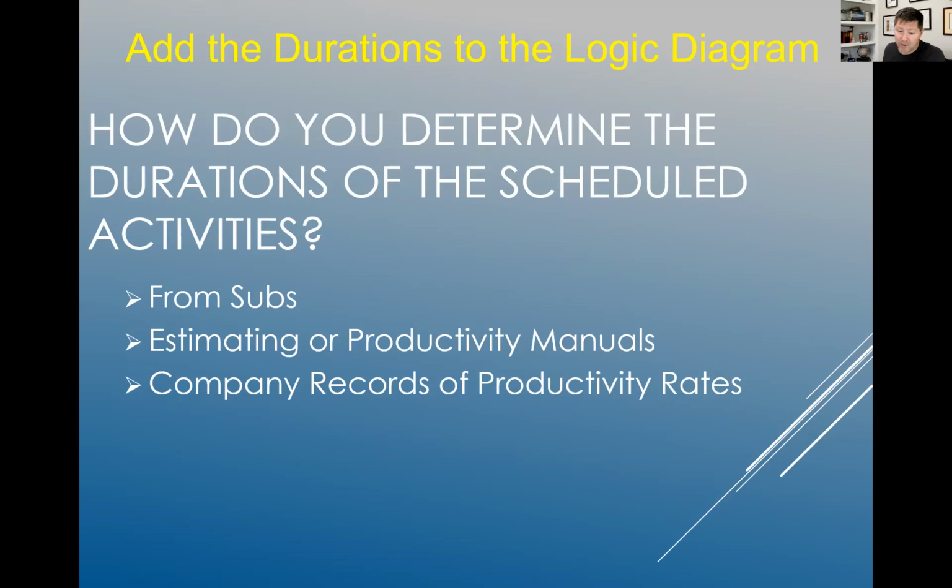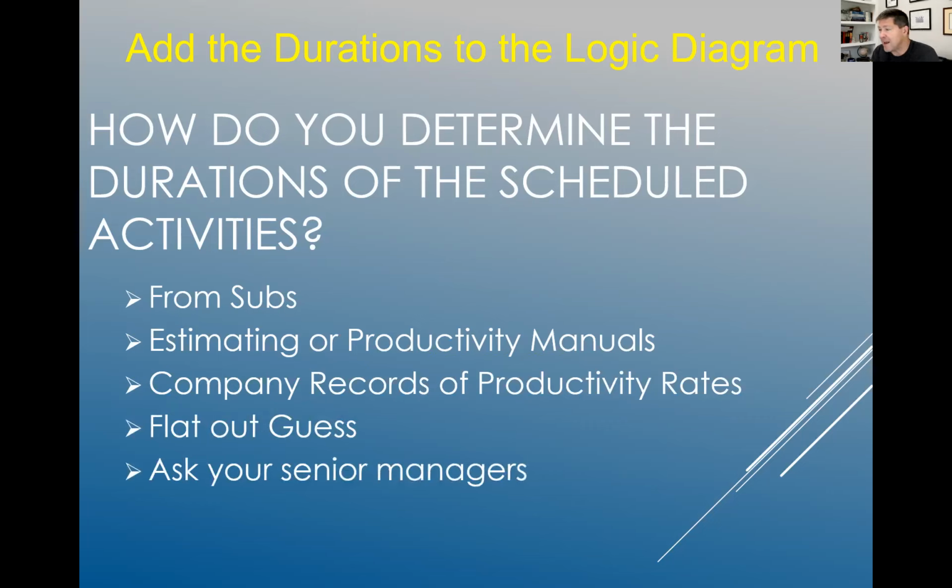One of the most important things you can do is ask your senior guys. You can flat out guess. It's not recommended, but you can ask your senior managers, the guys that have been around for a long time and have done it over and over and over again. They are your best resource for establishing duration times for projects, because they'll tell you exactly how long it's going to take. They'll tell you exactly how long each of your vendors needs to complete their task. They'll tell you the pitfalls. They'll give you the history of the projects.